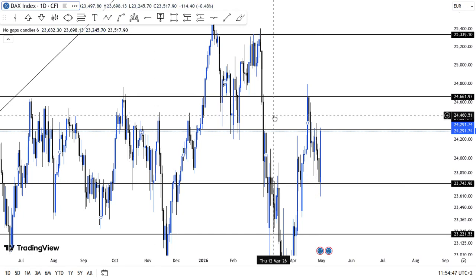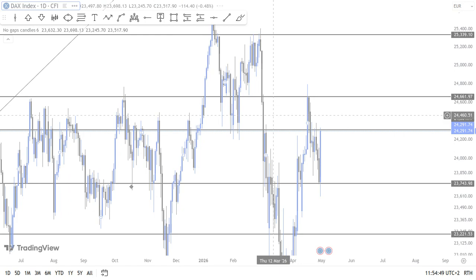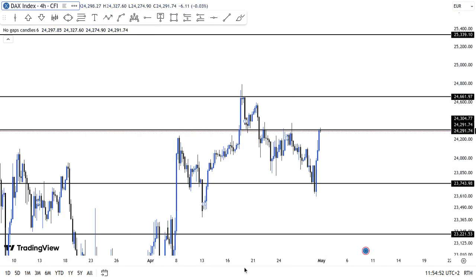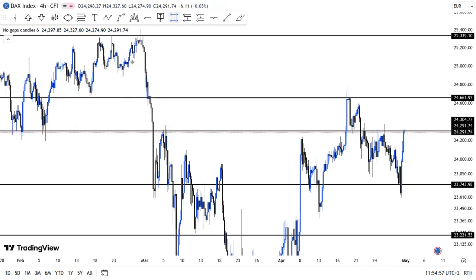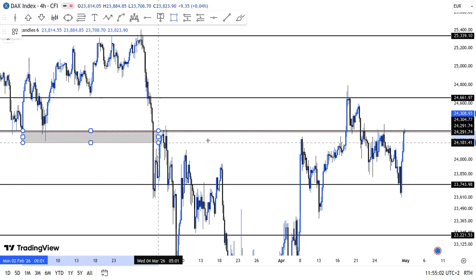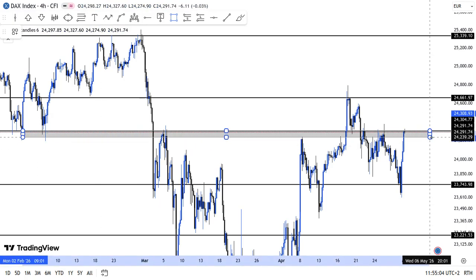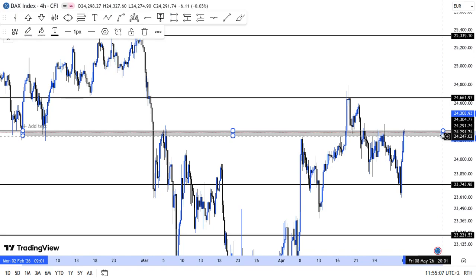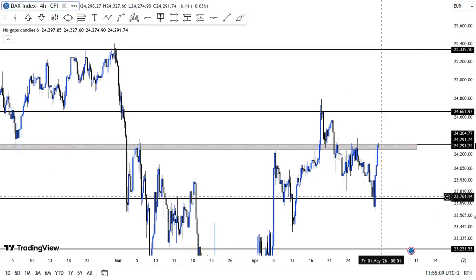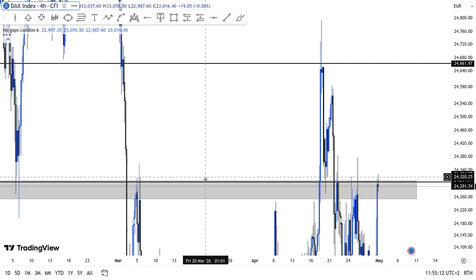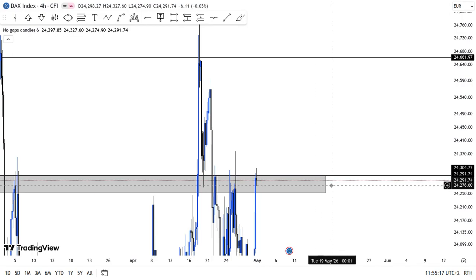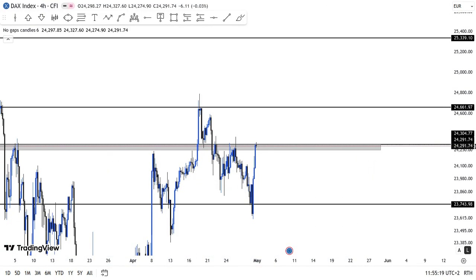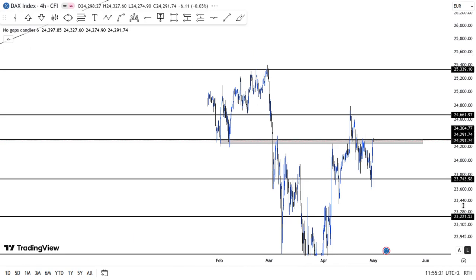Come to my 4-hour time frame to look at the structure. Looking left, the zone is strong right here. Might be support, might be resistance, but we will find out what it has been. So do that. Let's see.